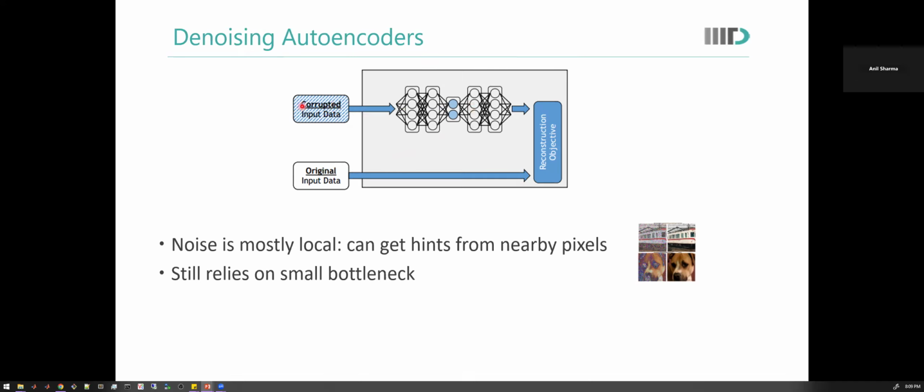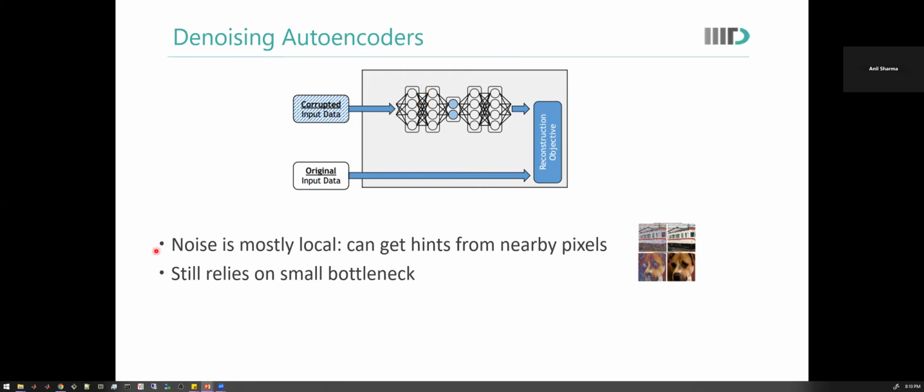So for example, if you have corrupted input data and the original input data, you train the model so that you try to reconstruct the original input data here, and then this lower dimensional representation could be a compressed version of this input data, and a more accurate one. Okay, so they actually try to remove the noise from the data as well.